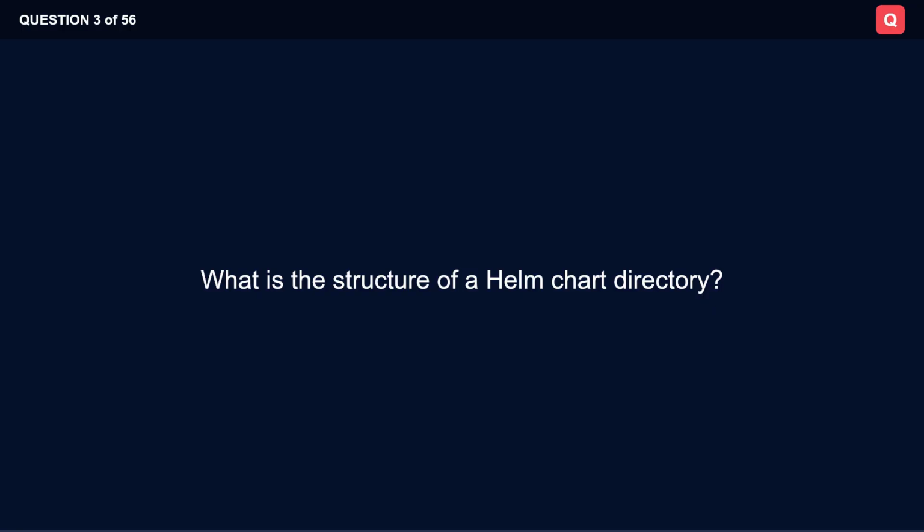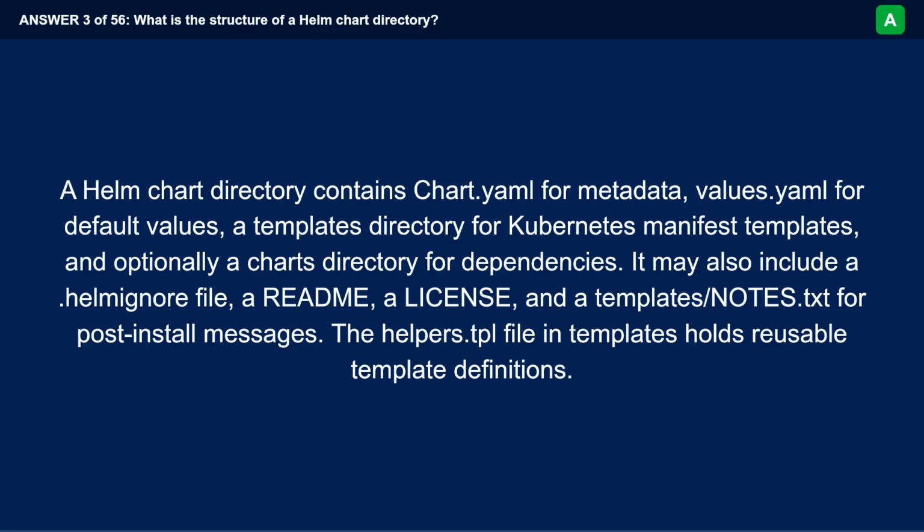What is the structure of a Helm chart directory? A Helm chart directory contains Chart.yaml for metadata, values.yaml for default values, a templates directory for Kubernetes manifest templates, and optionally a charts directory for dependencies. It may also include a .helmignore file, a README, a LICENSE, and a templates/NOTES.txt for post-install messages. The _helpers.tpl file in templates holds reusable template definitions.